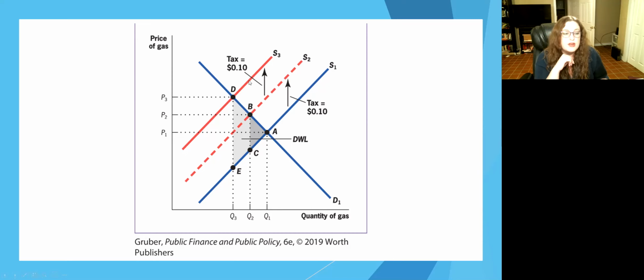And then we move from S2 to S3. But what do we notice when we move from S2 to S3? We go from A to D. This triangle of ADE is much larger than the triangle of ABC, right? This DBCE area, this right here, is much larger than that small little triangle. Why is that? Because there's a compounding effect of taxes.